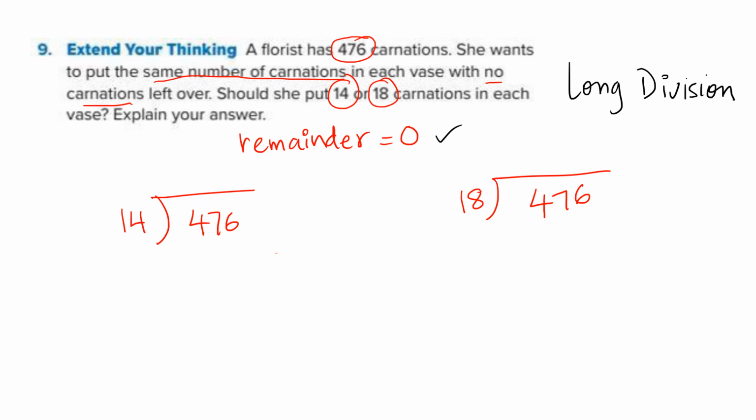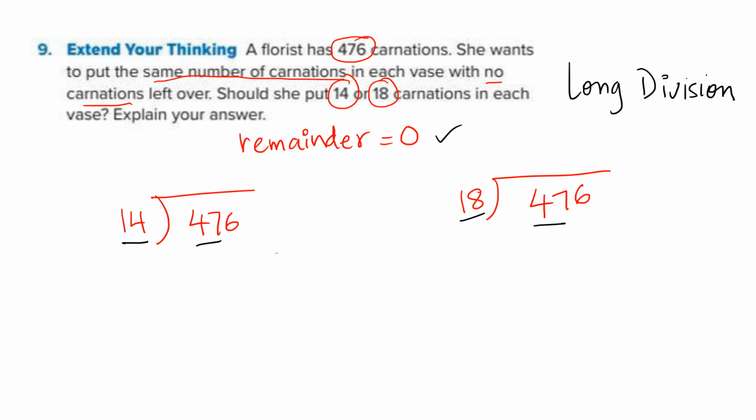So let's start dividing. 2 digits, 2 digits. All are 2 digits. So first we need to divide 476 with 14. Later we can also do it with 18. Now, what should you multiply with 14 to get a number which is close to 47? That's how you are going to do the question.